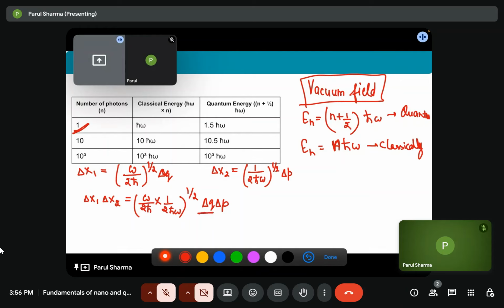Delta q is root m delta x, and delta p is root m, 1 by 2 cross, delta m delta p.